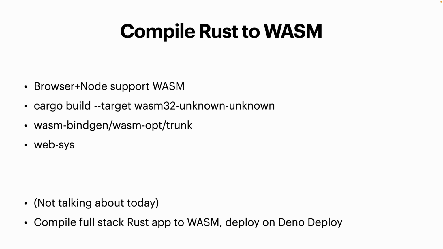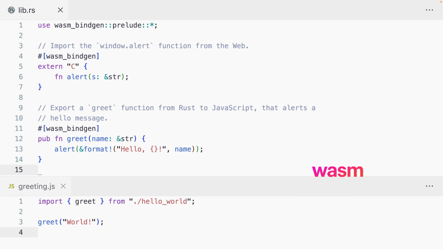And then we're not going to talk about it today, but Rust is so good at compiling to WASM that there are full stack Rust web frameworks that you can compile to WASM and go deploy on an edge platform like Deno Deploy. In this case, I'm specifically talking about Leptos. That's for another day. This is WASM bindgen in practice. This is raw WASM bindgen. This is as if you're not using any of the other crates or anything like that.